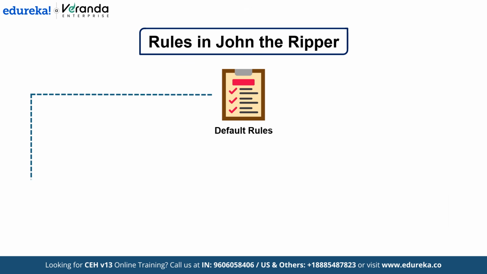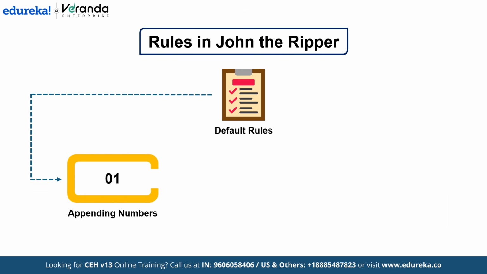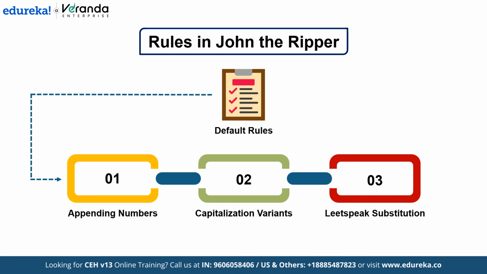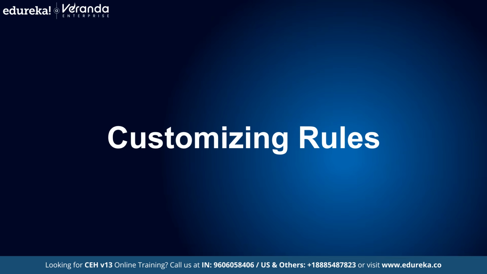So some of these default rules include appending numbers, which adds numbers to the end of words, like changing password to password123. Next, capitalization variants, which tries password something like this. Next, leetspeak substitution, which replaces characters with common substitutions, like turning password into this, as you can see on the screen.